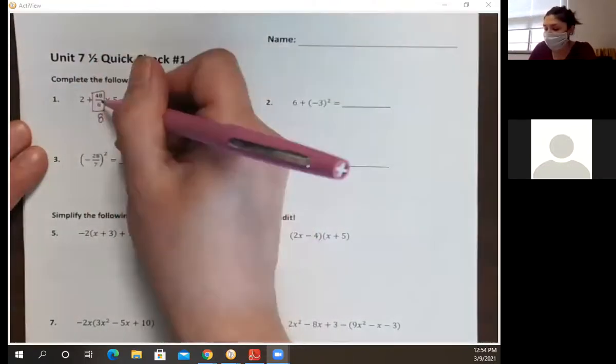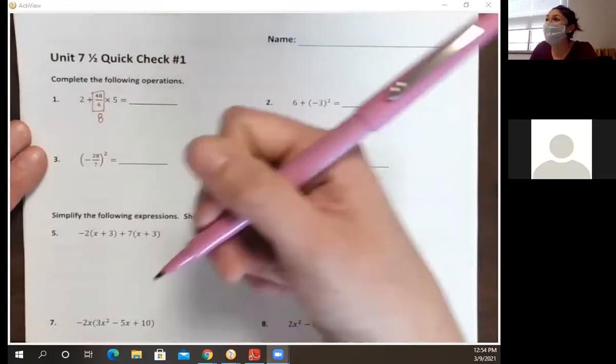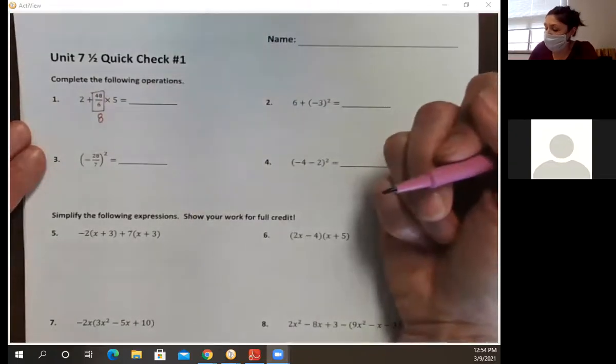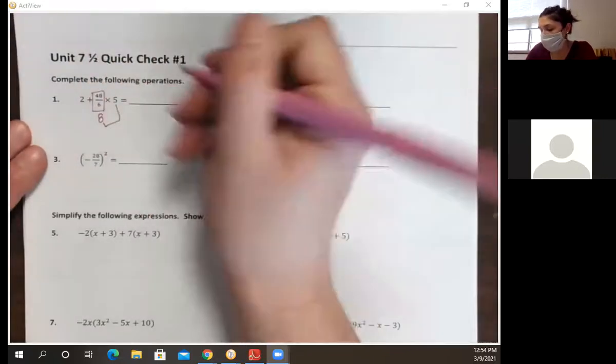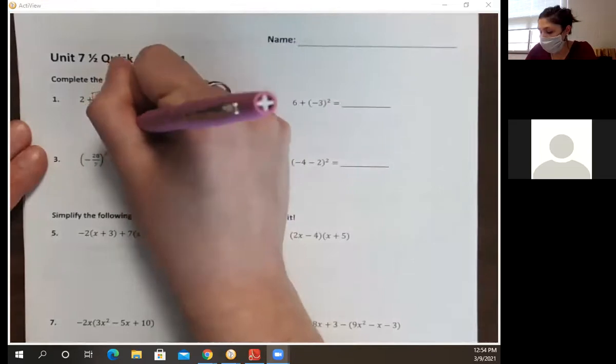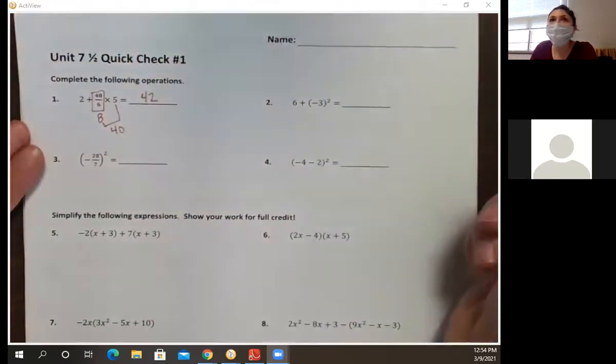And there's a second reason I want to simplify that division instead of treating it like a fraction. It makes my multiplication a little bit easier. So now 8 times 5 gives me 40. And then I'm going to add 2, and we get a final answer of 42. So I'm following my order of operations.